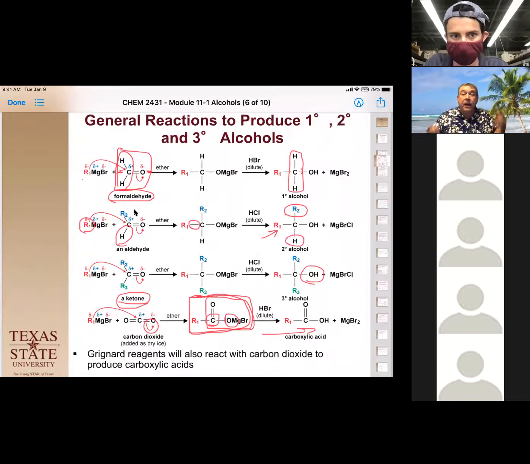So now we have our first carbon nucleophile other than our acetylide ion, and we're able to build these structures and give us multiple different forms of primary, secondary, tertiary alcohols or carboxylic acids by choosing what we're attacking with our Grignard.